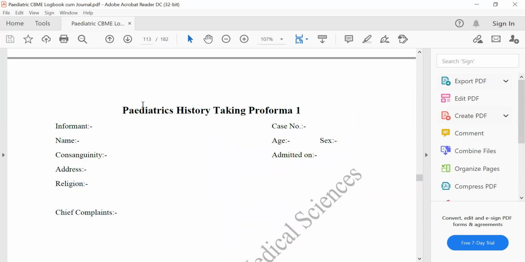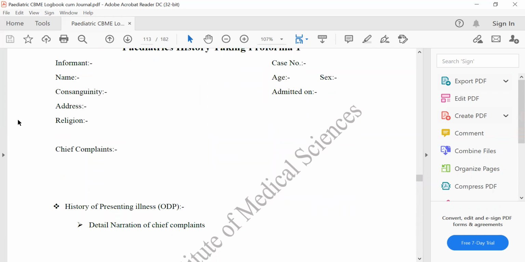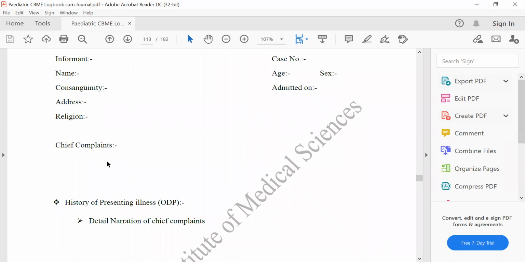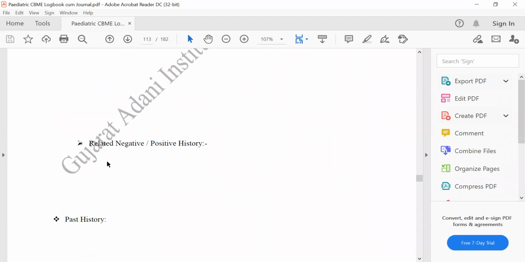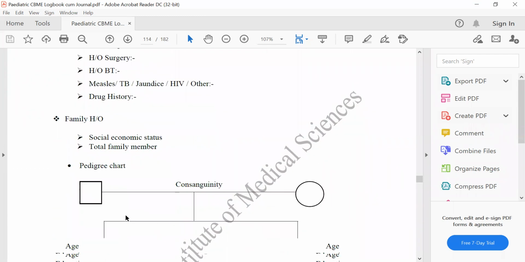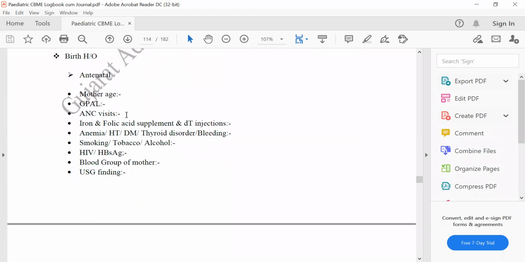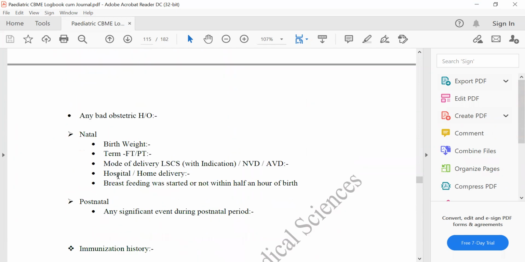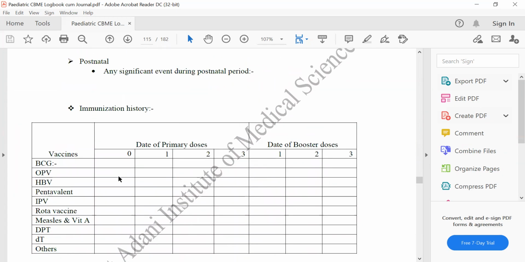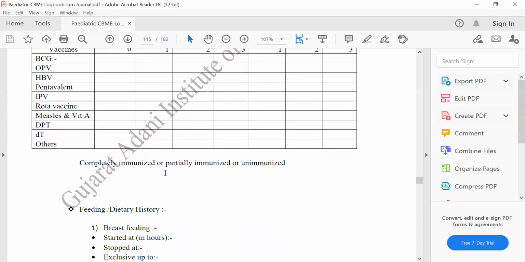Now after that, I have put the pediatric history taking proforma, in which the general information of the patient, then the chief complaint, ODP, it is the standard, then negative history, then the past history, then all the relevant points, then the family history, and this is the pedigree chart, then the birth history, again antenatal, natal, and postnatal, and after that immunization history. So this table, the student should take the proper immunization history according to all the doses.